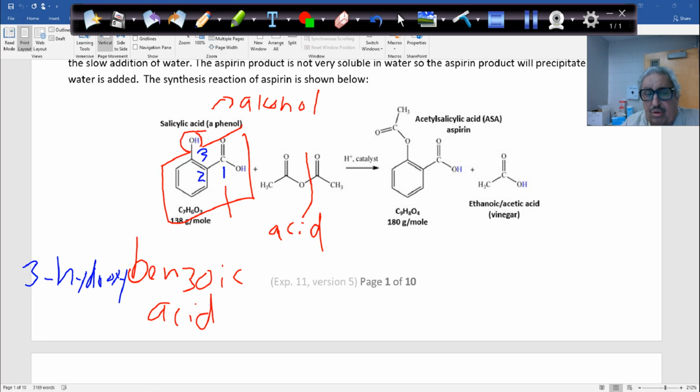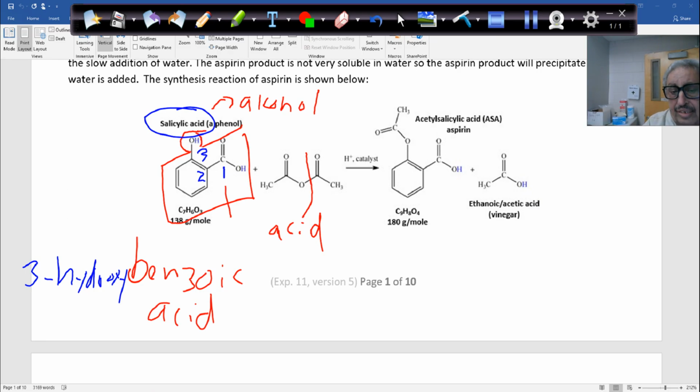But the name is salicylic acid, whether it's the common name or the IUPAC name. This is salicylic acid. We go by salicylic acid. But we know that's a benzoic acid with a hydroxy group.